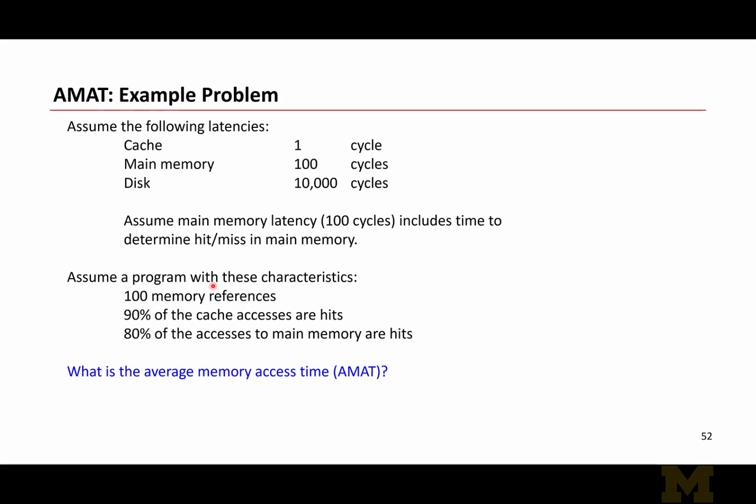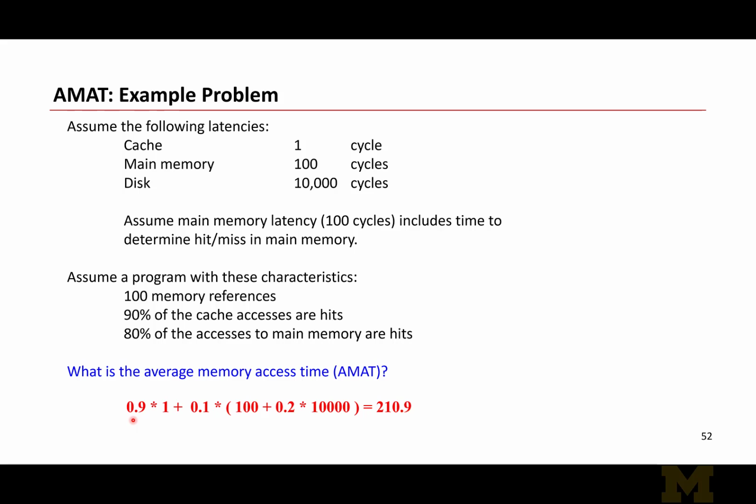I'm also going to make some assumptions about a program. I'm going to assume the program has 100 memory references, the cache hit rate is 90%, and the main memory hit rate is 80%. So then the average memory access time could be computed as the following.